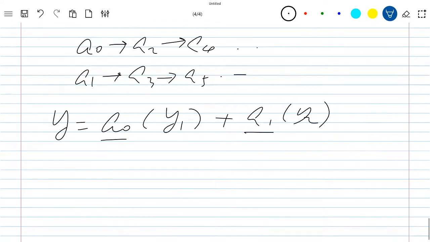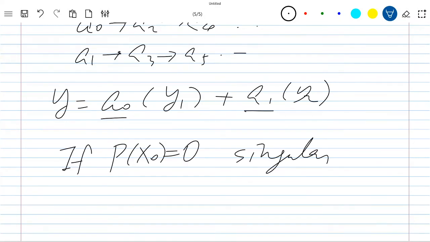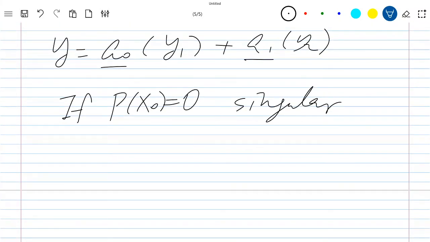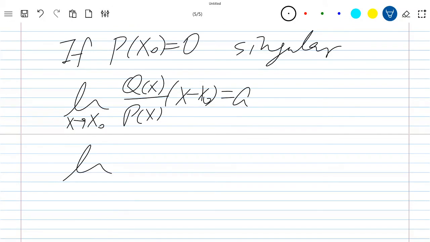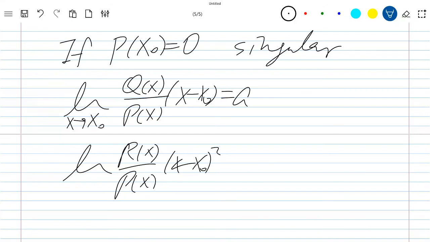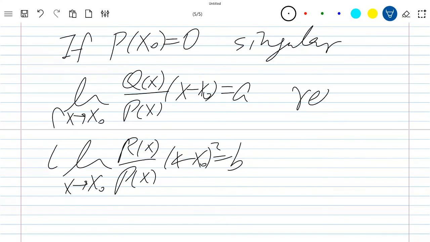And if P(x0) happens to be 0, then it's a singular point. How do you deal with a singular point? You check if you have a finite limit of this one and the other one. If you happen to have a finite limit in both limits, then you can say it's a regular singular point.